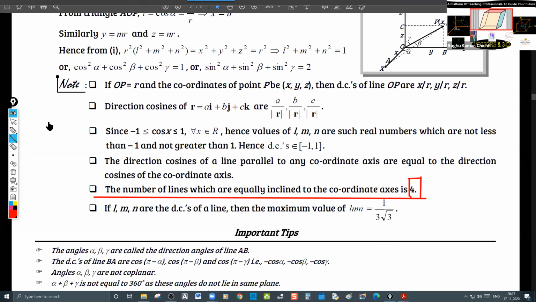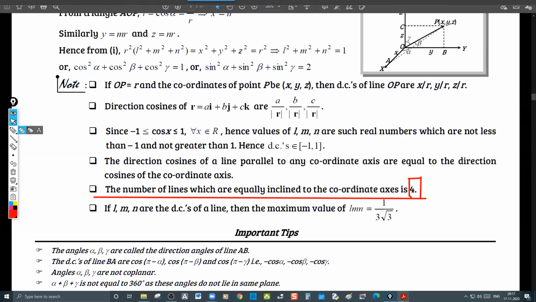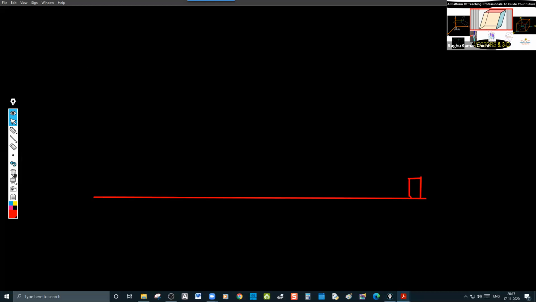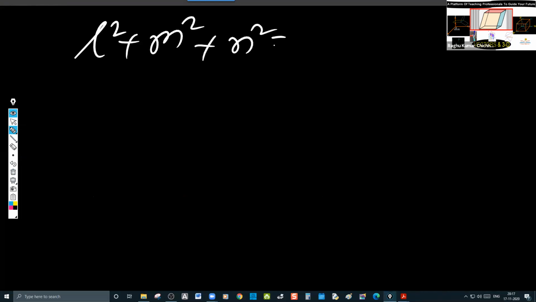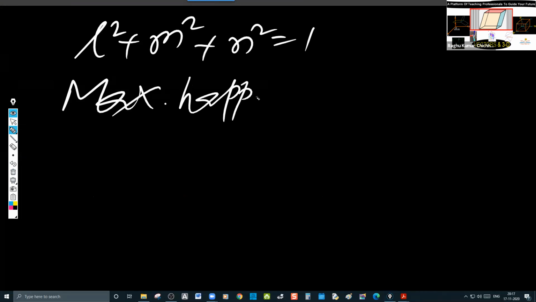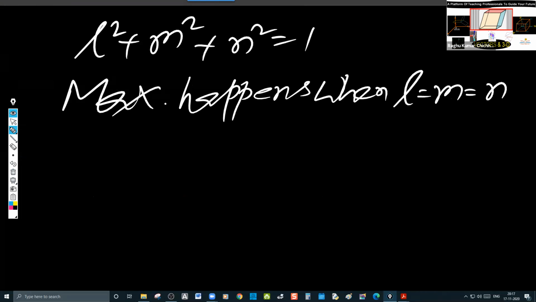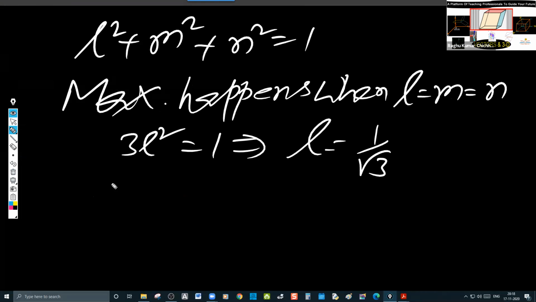That's very simple. Like this, you can understand. How do we define the maximum value? According to the maxima and minima concept, you can easily understand this. What is the relation between DCs, please? L square plus M square plus N square equal to 1. So maximum happens when L is equal to M is equal to N. Tell me now, please. 3L square is equal to 1. L is equal to what? 1 by root 3.